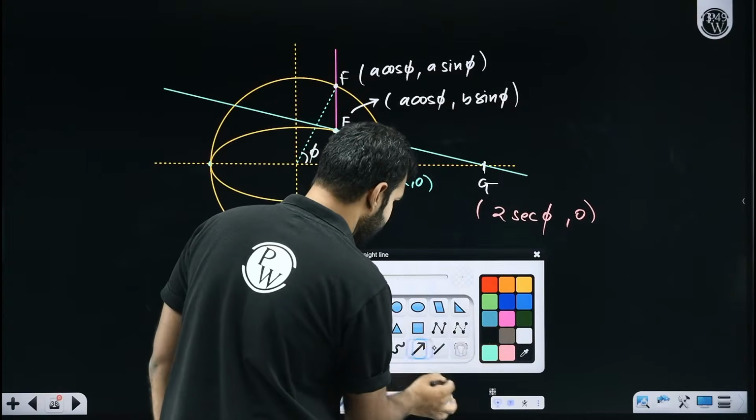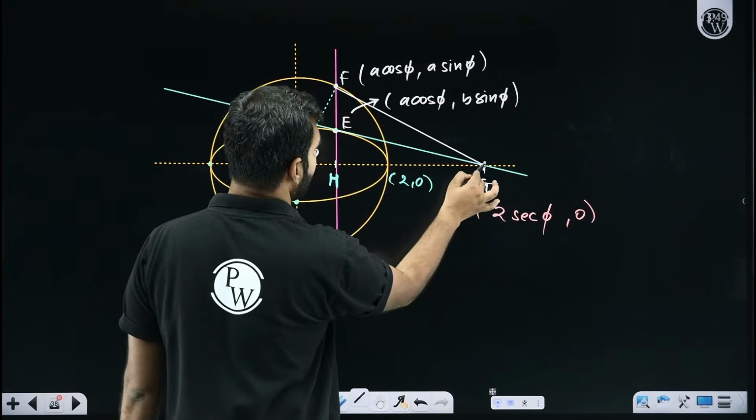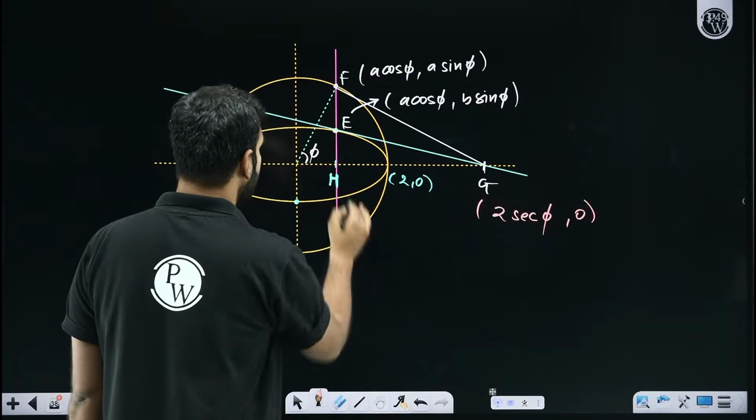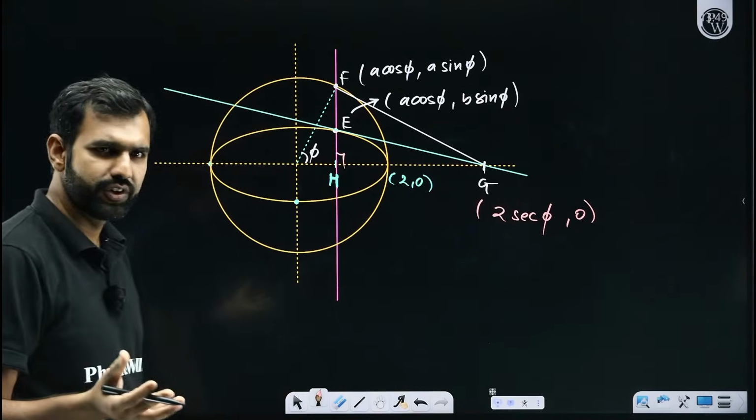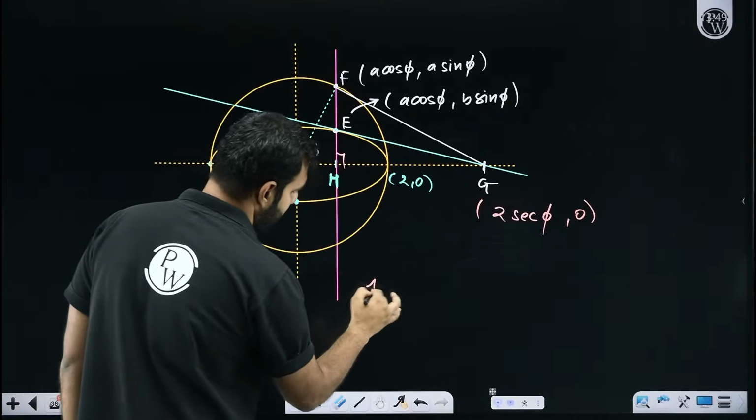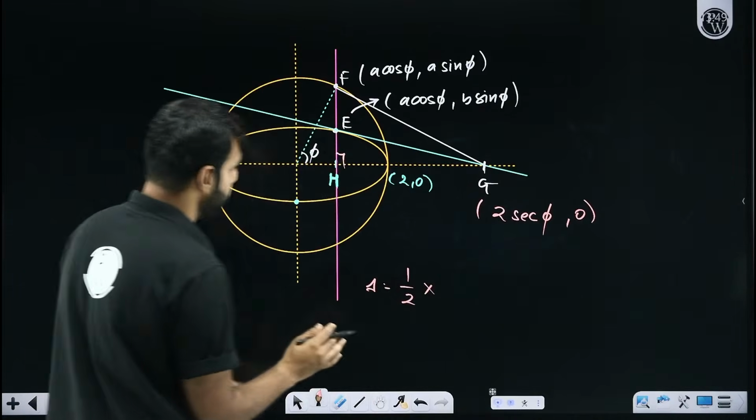I hope you're comfortably getting this FGH. So this is your FGH. Can you all see that triangle? So with this, I think half base into height will do the justice. So this triangle's area will be given by half. What is base here? Pay attention to this.